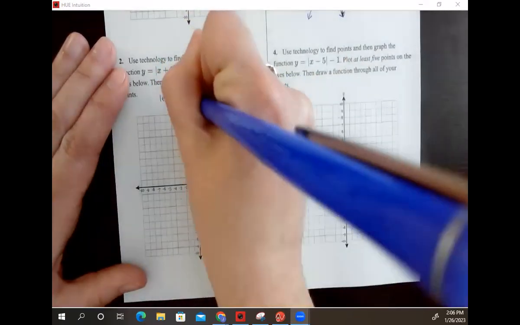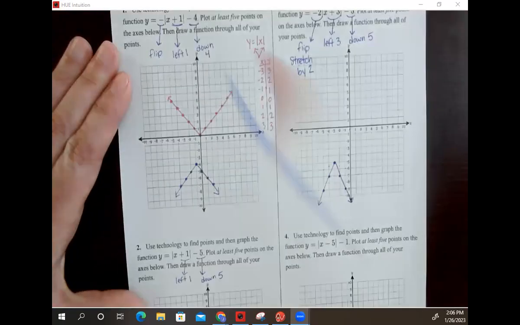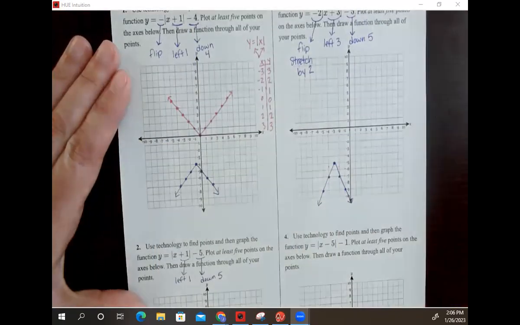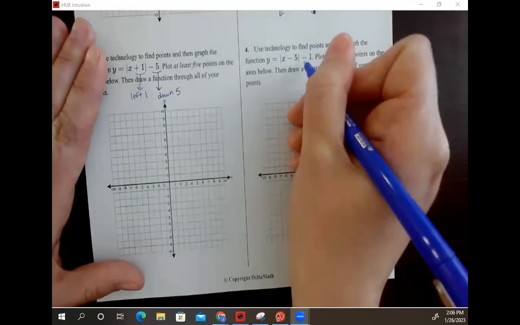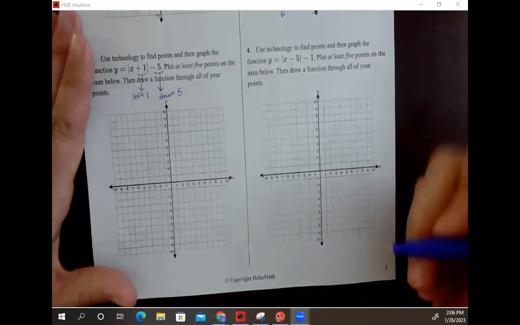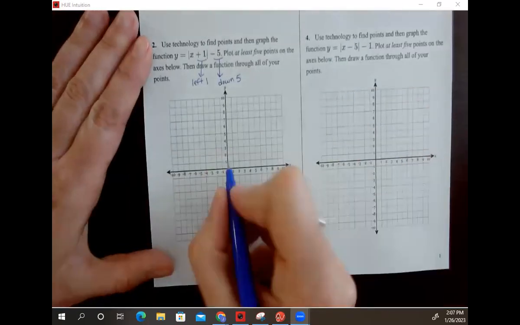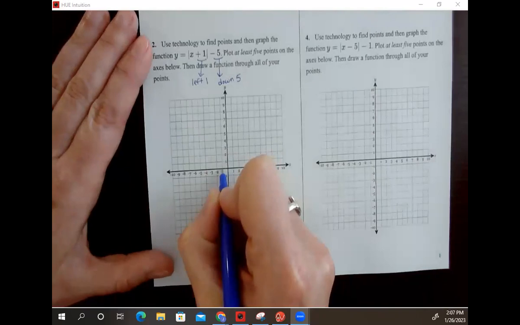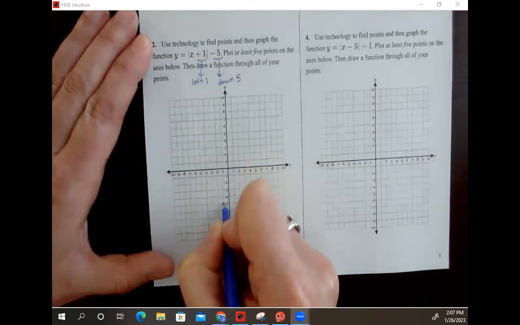Here at the end of my function, we've got minus 5. So that's down 5. We've had minus, we've had subtraction at the end of all of these functions so far. Our last one is also a subtraction. If it were addition instead, we would move up. So key point from the origin, left 1, down 5.